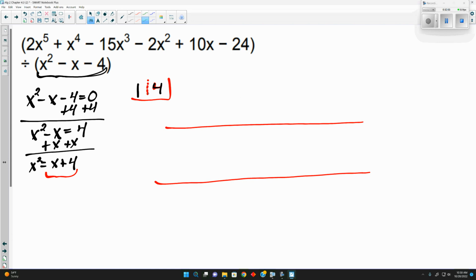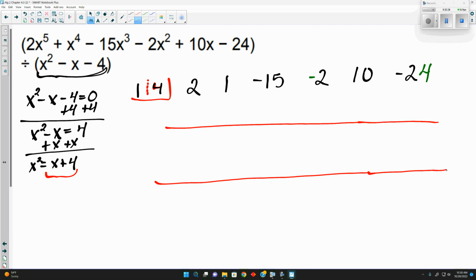Okay? Now, again, the numbers that we do across the top, just like we did for the other one, are the same. So we'd start out with 2 for x to the 5th, 1 for x to the 4th, negative 15 for x to the 3rd, negative 2 for x squared, 10 for x, and negative 24. Now, for the most part, this isn't too different than what we did so far. Besides having now 1 and 4 inside the cubby hole in 2 lines. So we good with this so far?